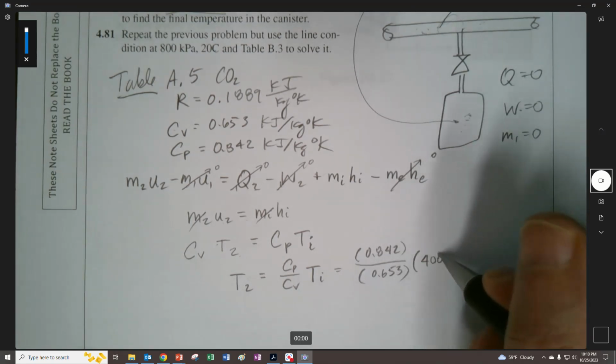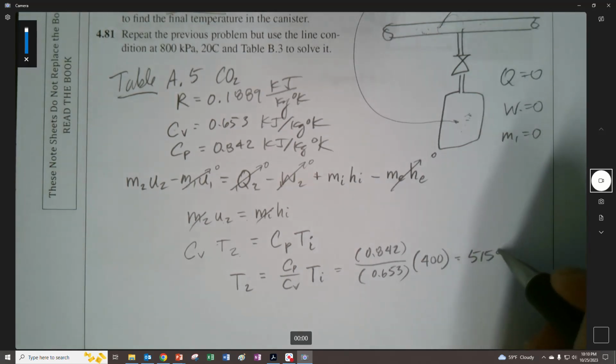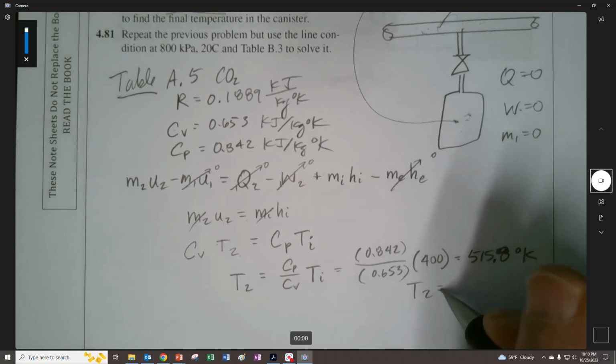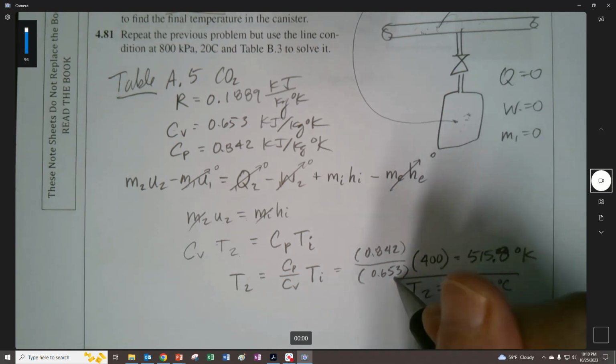So this times the 400, and what we end up finding is it's going to be 515.8 degrees Kelvin, which ends up equaling 242.8 degrees Celsius. So there you go.